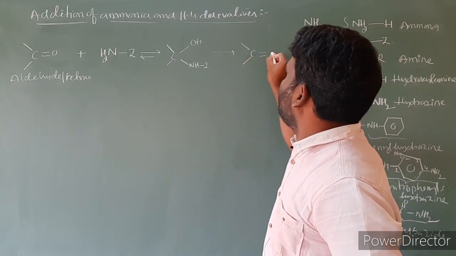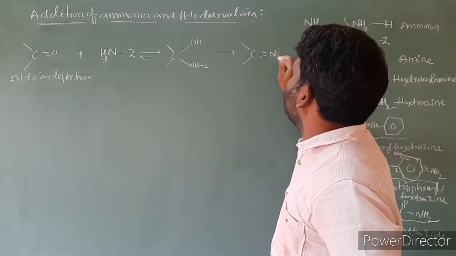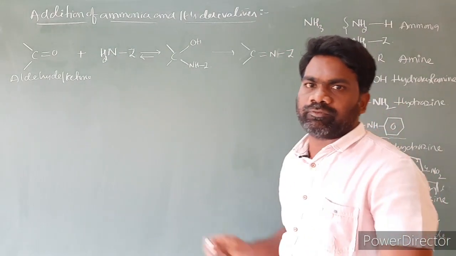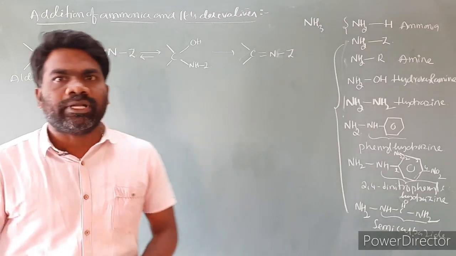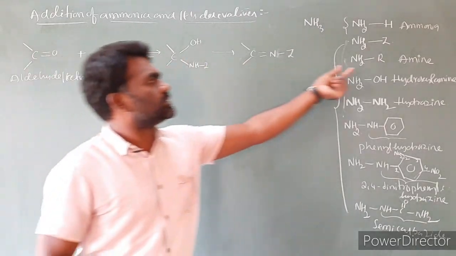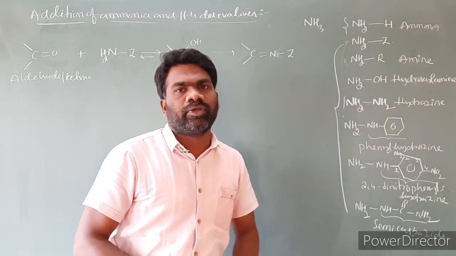C double bond NZ. So this is the final product formed in this reaction. Now what we have to do is replace this Z and take in these groups, and we have to discuss them one by one.